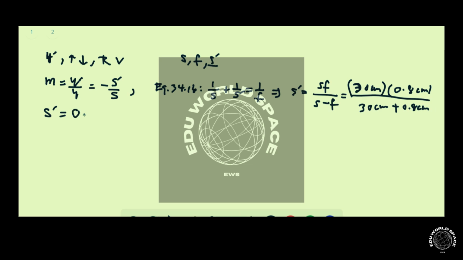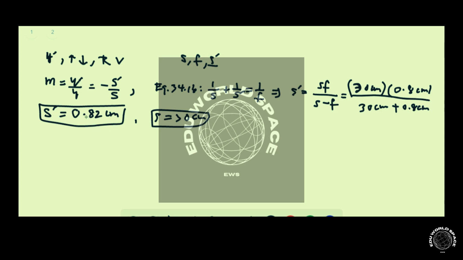So then I can find s prime readily, and it is 0.82 centimeters. As always, I urge you to check that my arithmetic is correct. So you can just plug this into your calculator yourself and verify. Okay, so now that we have s prime and we know s, which is given to us as 30 centimeters, we can use these two pieces of information to find the magnification m, and then eventually find the image height y prime.